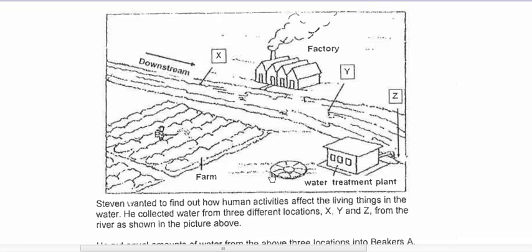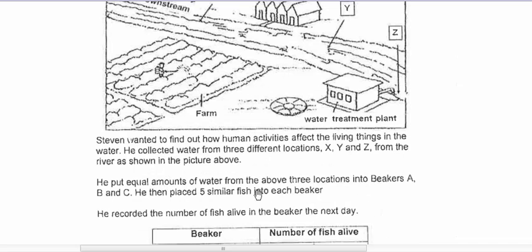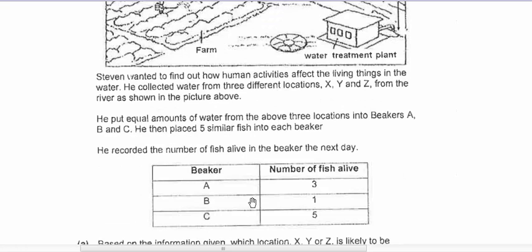He collected water from 3 different locations, X, Y, and then Z. Now he put an equal amount of water from the above three locations into beakers A, B, and C. Then he placed 5 similar fish into each beaker. So essentially I'll just draw it out to illustrate for you how it looks. So I have these 3 beakers. So I have A, B, and C.